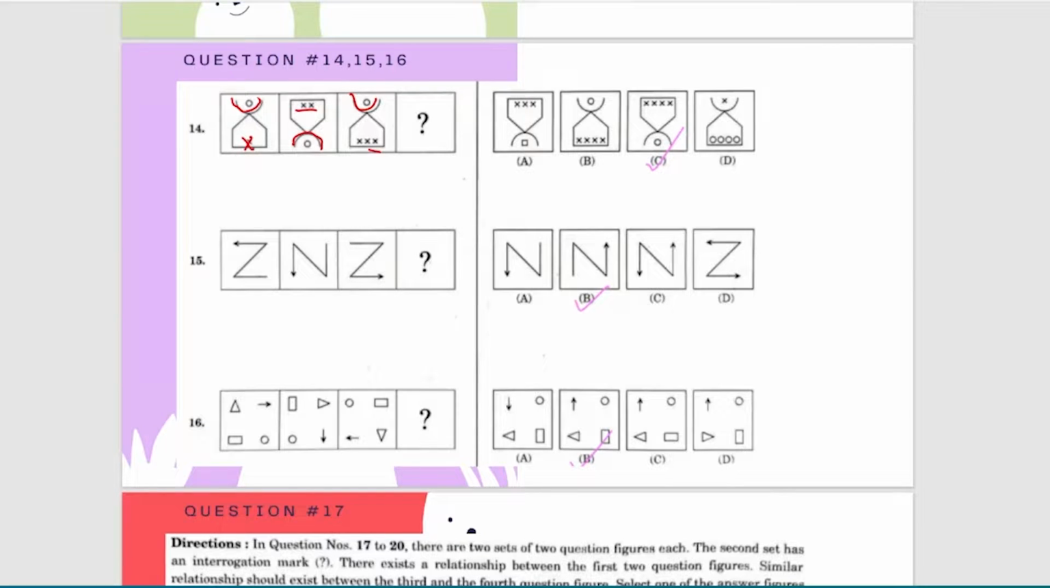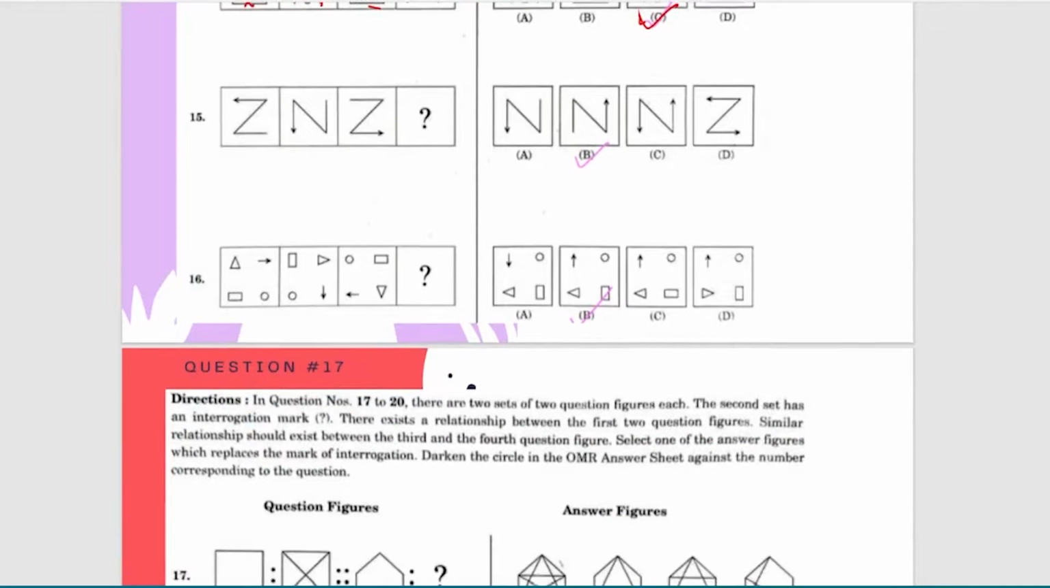So what do we know? The curve should point downwards and it should have 4 crosses. So this is most like option C. So that's why C is our correct answer. Now let's look over here. Here we can see that first the arrow is pointing in the left direction, then down direction, then right direction. So now it should point in the up direction.